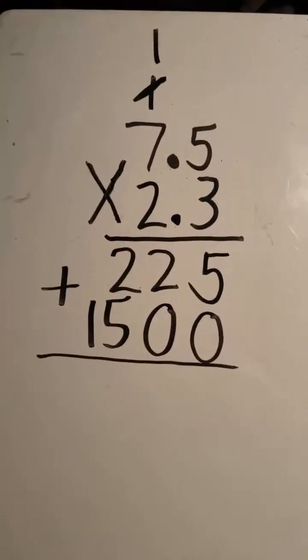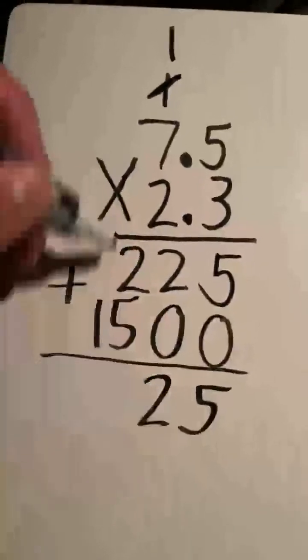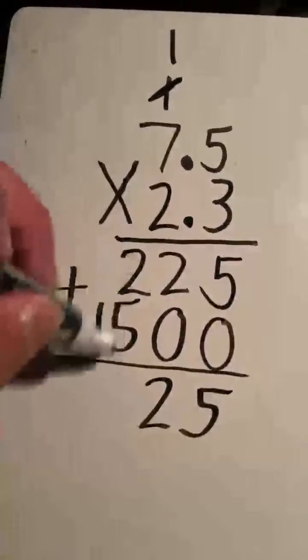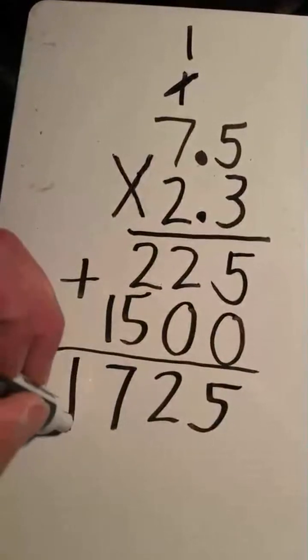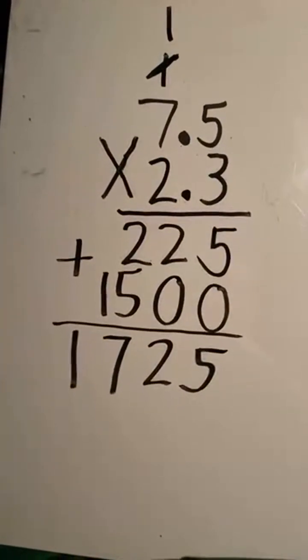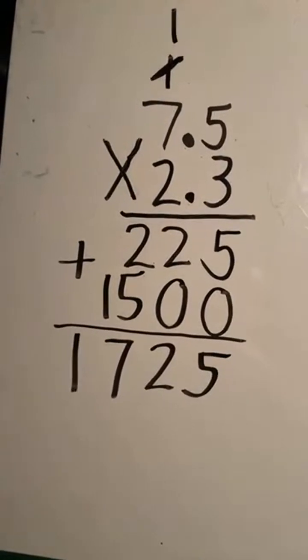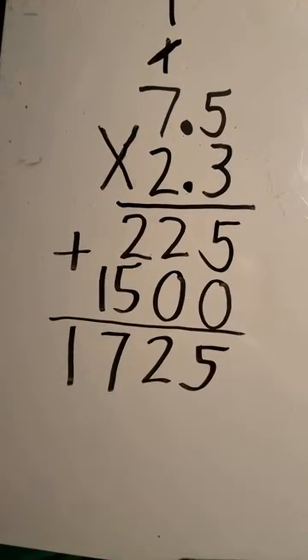Next, we add both numbers together. 5 plus 0 equals 5. 2 plus 0 equals 2. 2 plus 5 equals 7. 0 plus 1 equals 1. So if we're just multiplying whole numbers, our answer would be 1,725. But we are working with decimals, so we have to move the decimal point over.